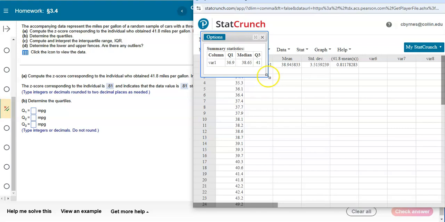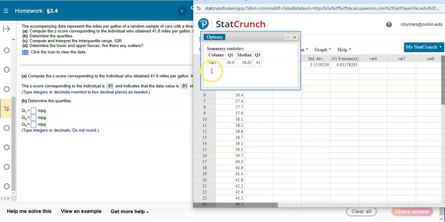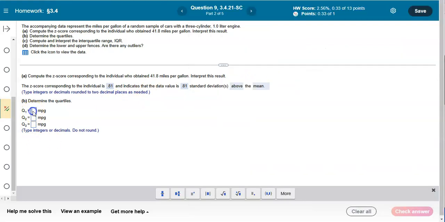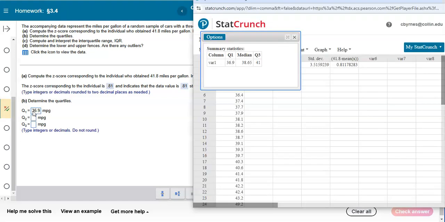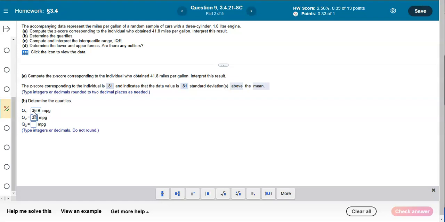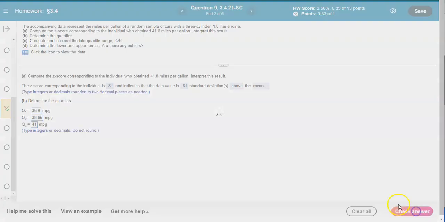So here we have it, quartile 1, 2, and 3. Quartile 1 is 36.9. And then we had 38.65. We're actually not rounding at all, so 38.65 will do. And then quartile 3 was 41. So I'm going to check those answers.